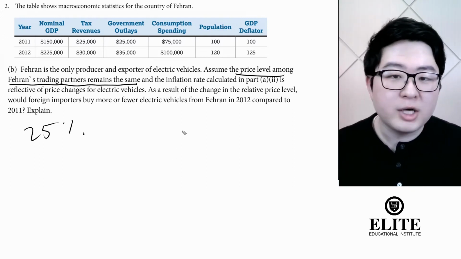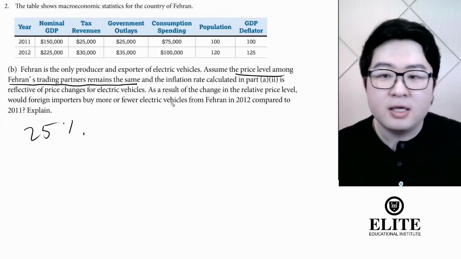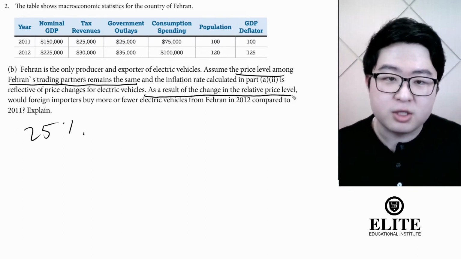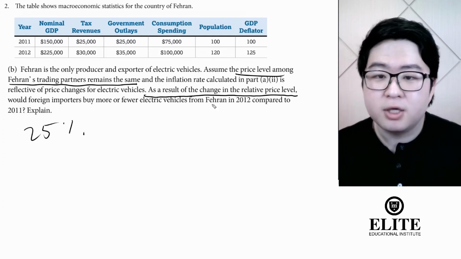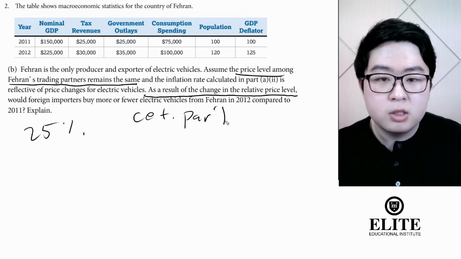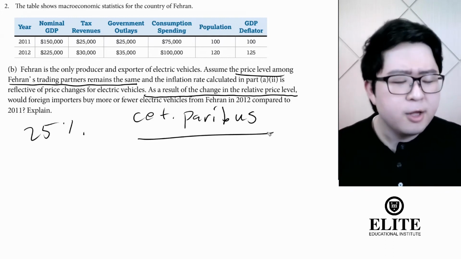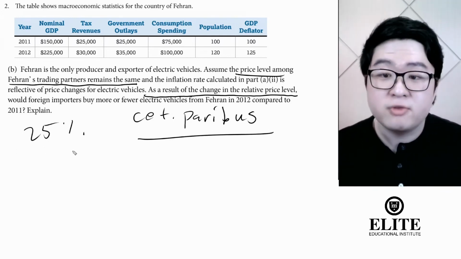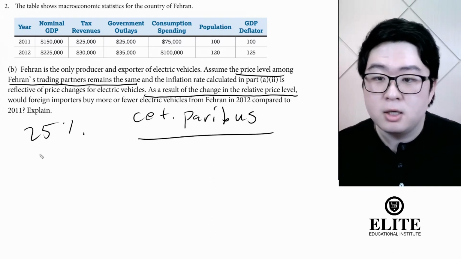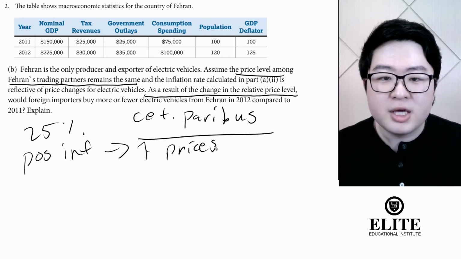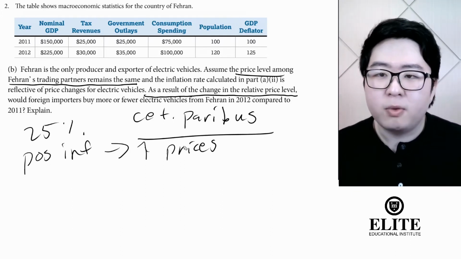Because remember, this question is asking you to find the change in the number of electric vehicles sold as a result of the change in the relative price level. Nothing else is being considered here, so we can assume ceteris paribus. That is, all else equal. So, there are three things that you need to consider here. But before all that, you need to know that positive inflation means higher prices, right? So positive inflation, higher prices. So there are three things you essentially need to say here to get the full point for part B.